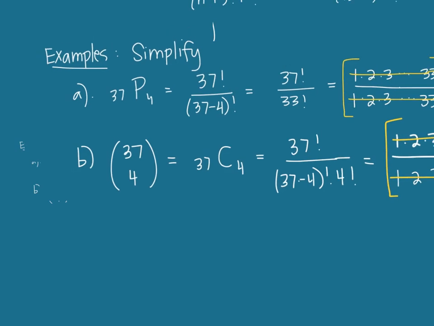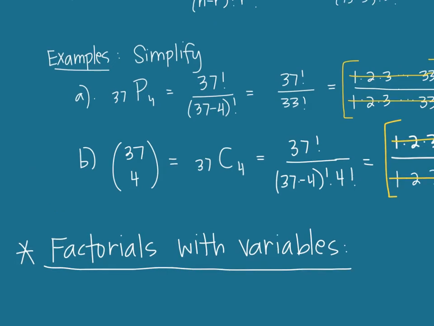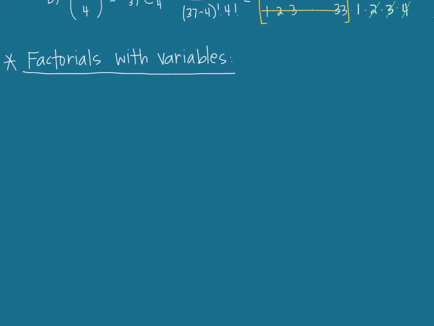The second half of the lesson has to do with factorials applying to variables. Because not only are factorials applicable to numbers, they're also applicable to variables as well. So you can't just rely on your calculator, because variables you can't do on your calculator. You're going to have to know, how do I do factorials with actual numbers? So let's start with a basic factorial with the letter n. What does that look like?